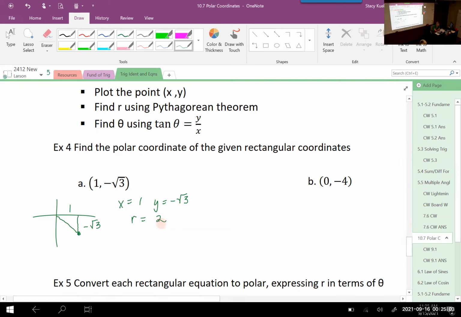So now I know what r is, obviously, and I'm now thinking, okay, to find theta, I need to know the tangent of theta is equal to y over x, which would be negative square root of 3, that's right. So what angle, when I take the tangent of it, do I get negative square root of 3?